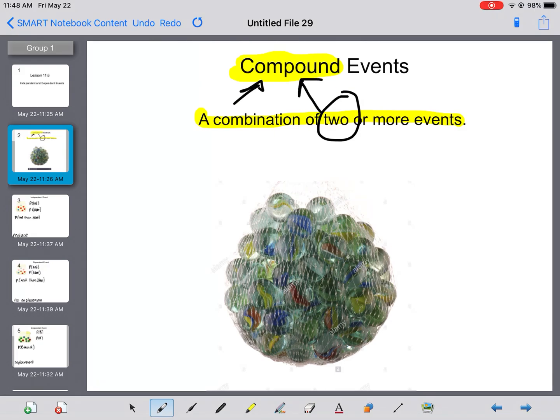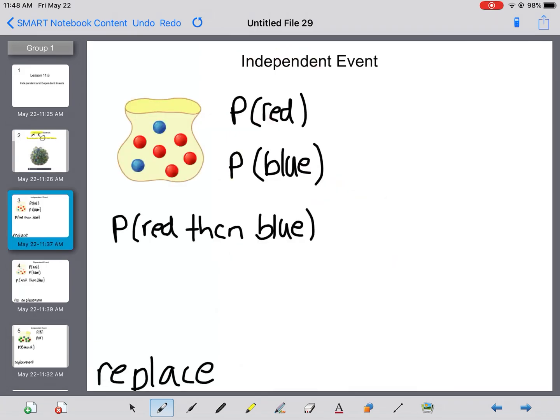Remember I said that two different things are going to fit into that category of compound? Let's talk about independent events. An independent event is a type of compound event. I'll talk more about what it means in a second. Let's just do a little bit of review here.